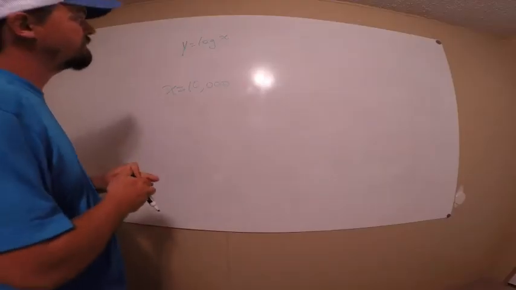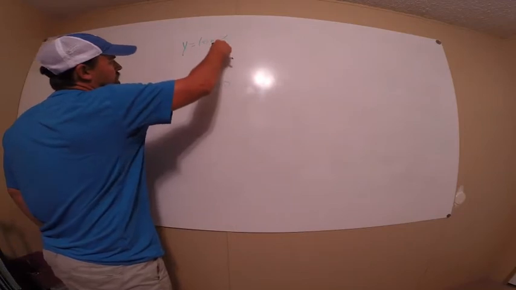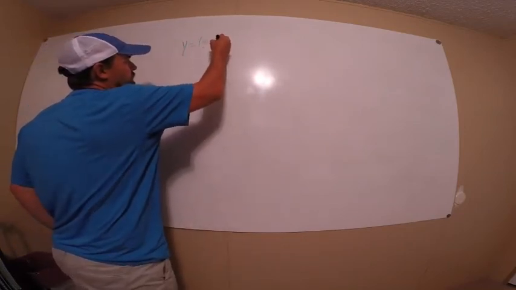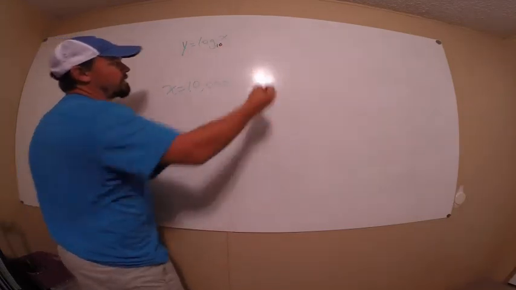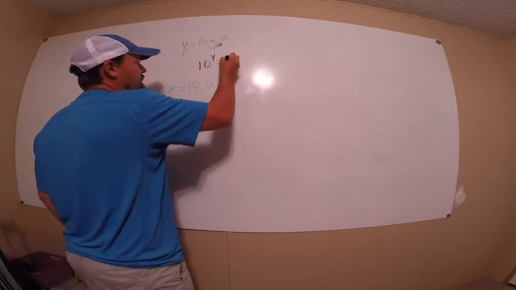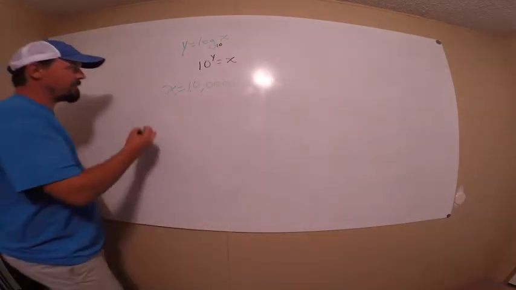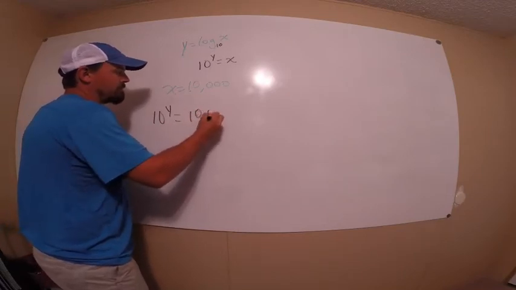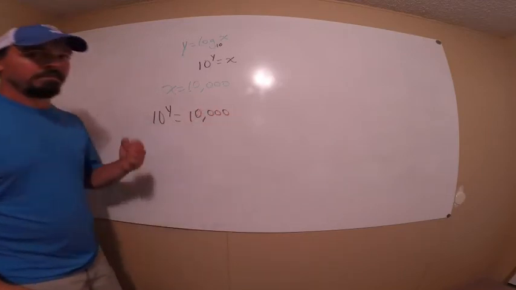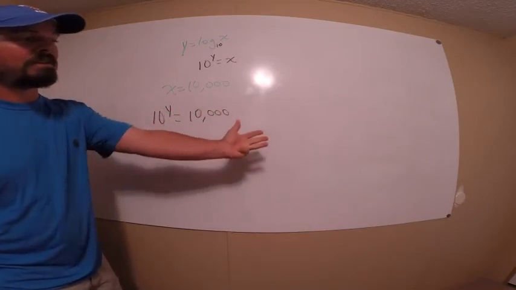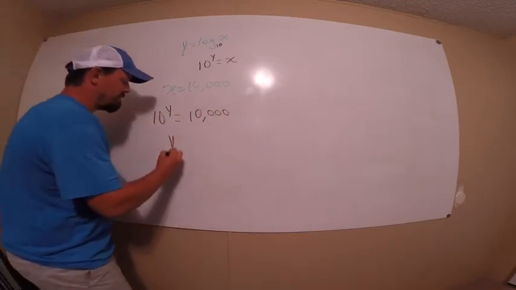So let's put it in exponential form. This raised to this equals this. Remember, there is an imaginary 10 sitting right there. So 10 to the y equals x. If x is 10,000, 10 to the y equals 10,000. Let's think through this. 10 times 10 is 100, times 10 is 1,000, times another 10 is 10,000. So y has to be 4.